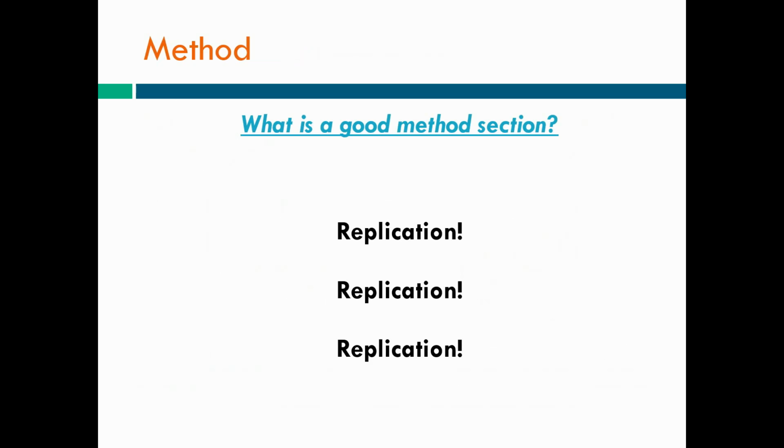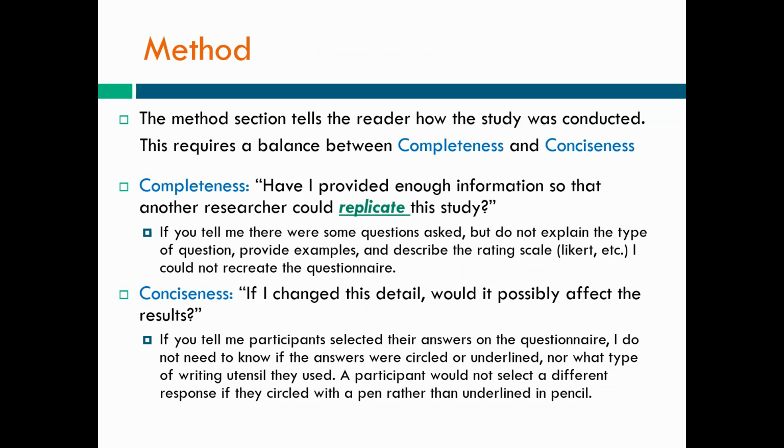The method is most crucial for replication, meaning that in order for somebody else to be able to replicate your study, you have to provide as much detail as you can for them to be able to do that successfully. So the method requires a good balance between completeness and conciseness. Completeness, the question should be, have I provided enough information so that another researcher could replicate the study? If the answer is yes, then you have successfully checked off that requirement.